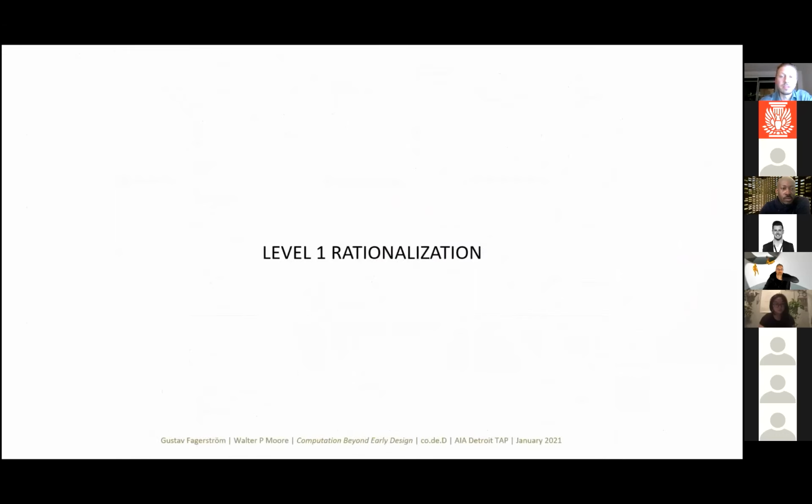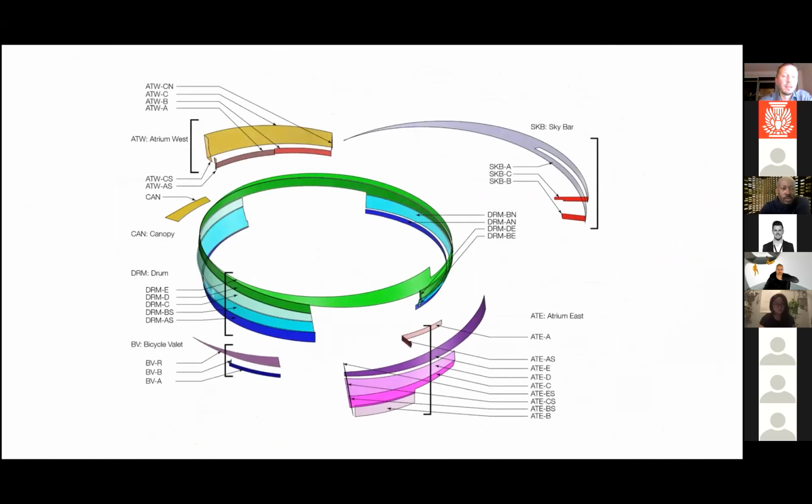Now we get to the rationalization. So here you have the different actual pieces that were defined based on that Rhino skin geometry that we were given, and these are called things like drums and ribbons and... ATW means atrium west, ATE means atrium east.